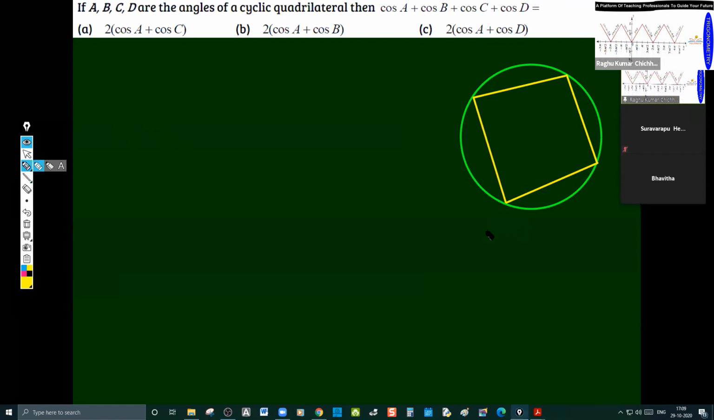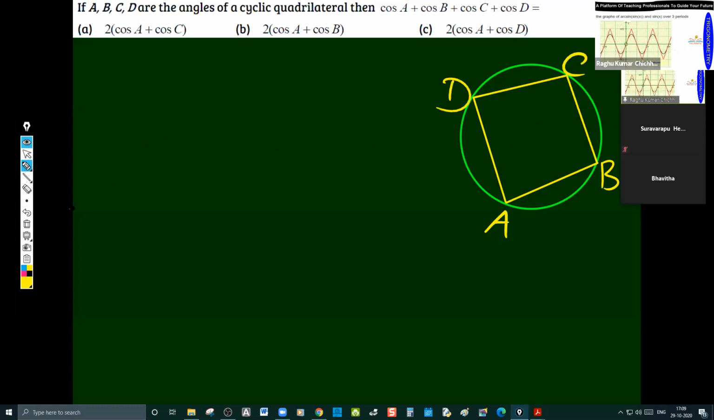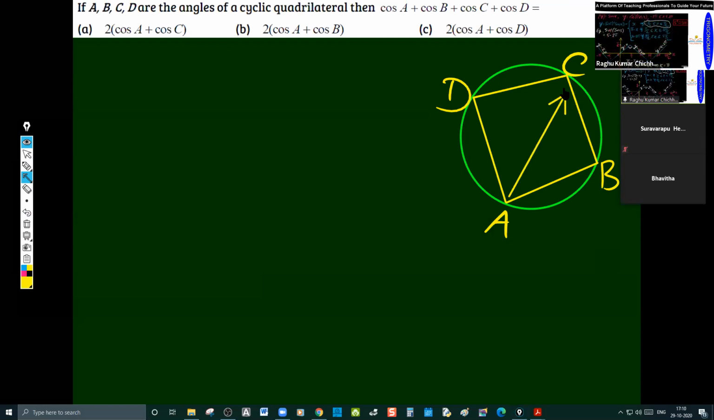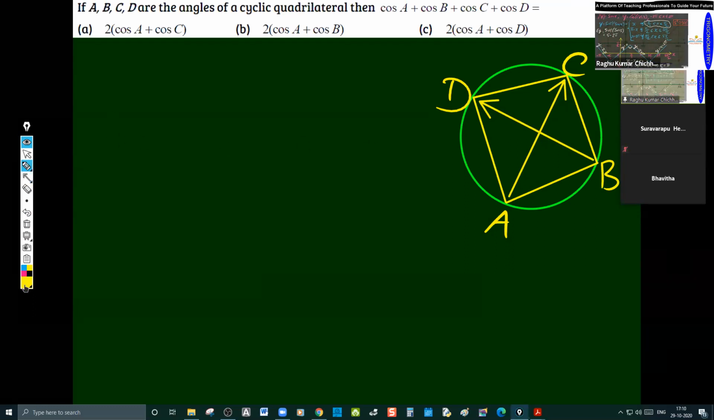So ABCD is the cyclic quadrilateral, and if it is a cyclic quadrilateral, the sum of the opposite angles is always 180 degrees. So this is a property to be used now. We have to make use of that property to get the result of this problem.